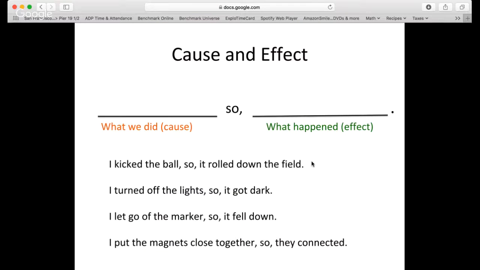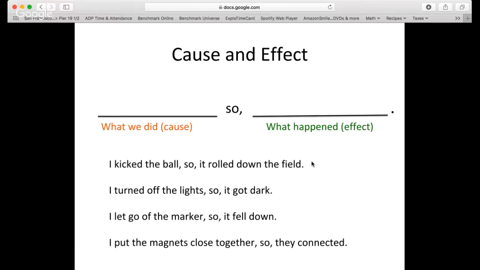We told the students that one way we can make sense of the things that we observe is to think about what caused those things to happen. We call this a cause and effect relationship when an action causes something else to happen. For example, if I kick a ball, it would roll down the field.